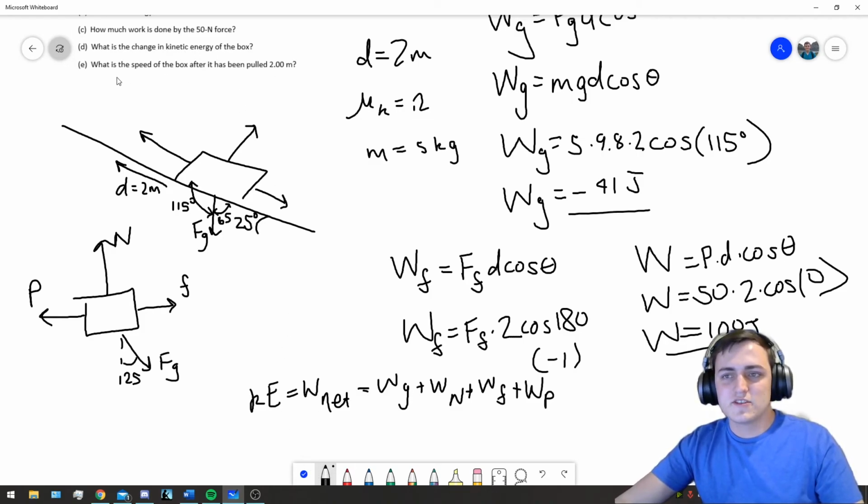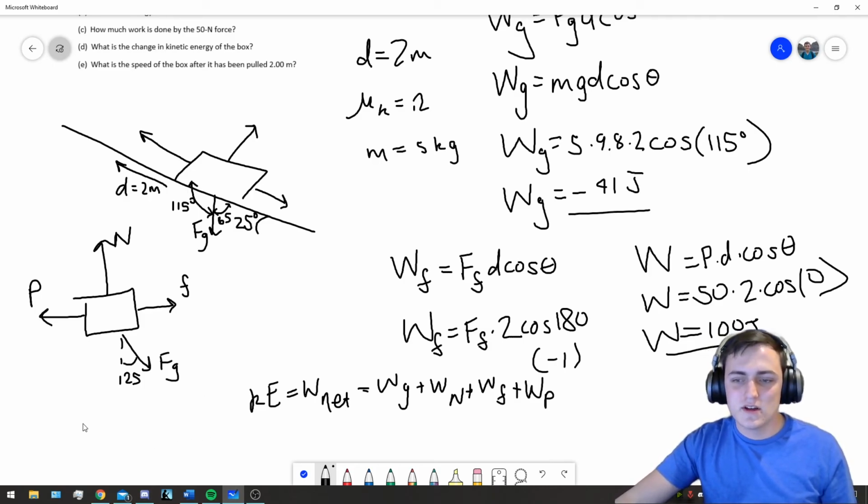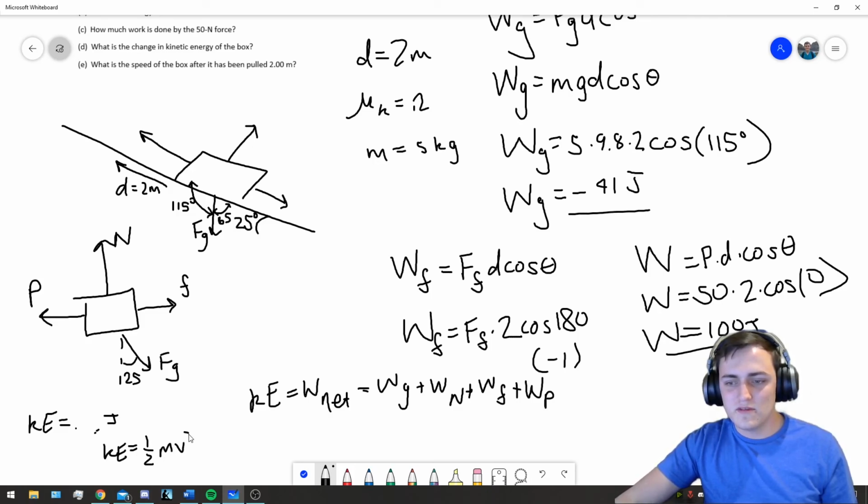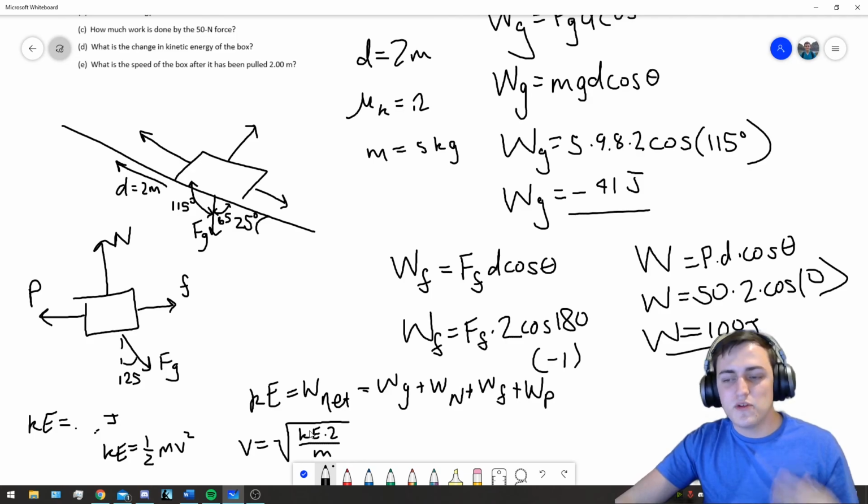And then it asks, what is the speed of the box after it has been pulled 2 meters? Well, we know KE. We found it, some KE in joules. And we also know that KE is equal to 1/2 mv squared. Or we can rewrite this to be v equals the square root of KE times 2 over mass. We can plug in what we know. We know what the kinetic energy is. We know the mass. We can calculate a speed.